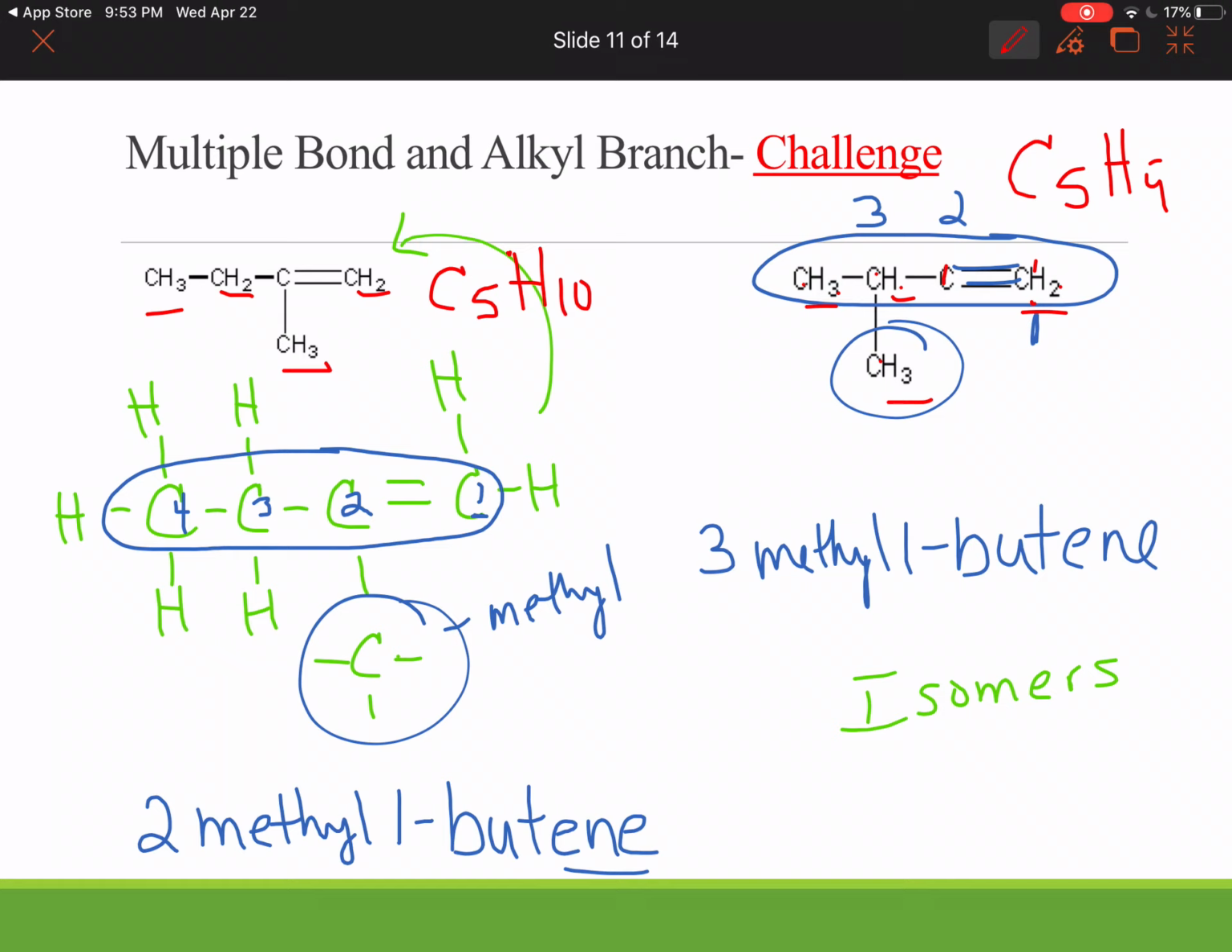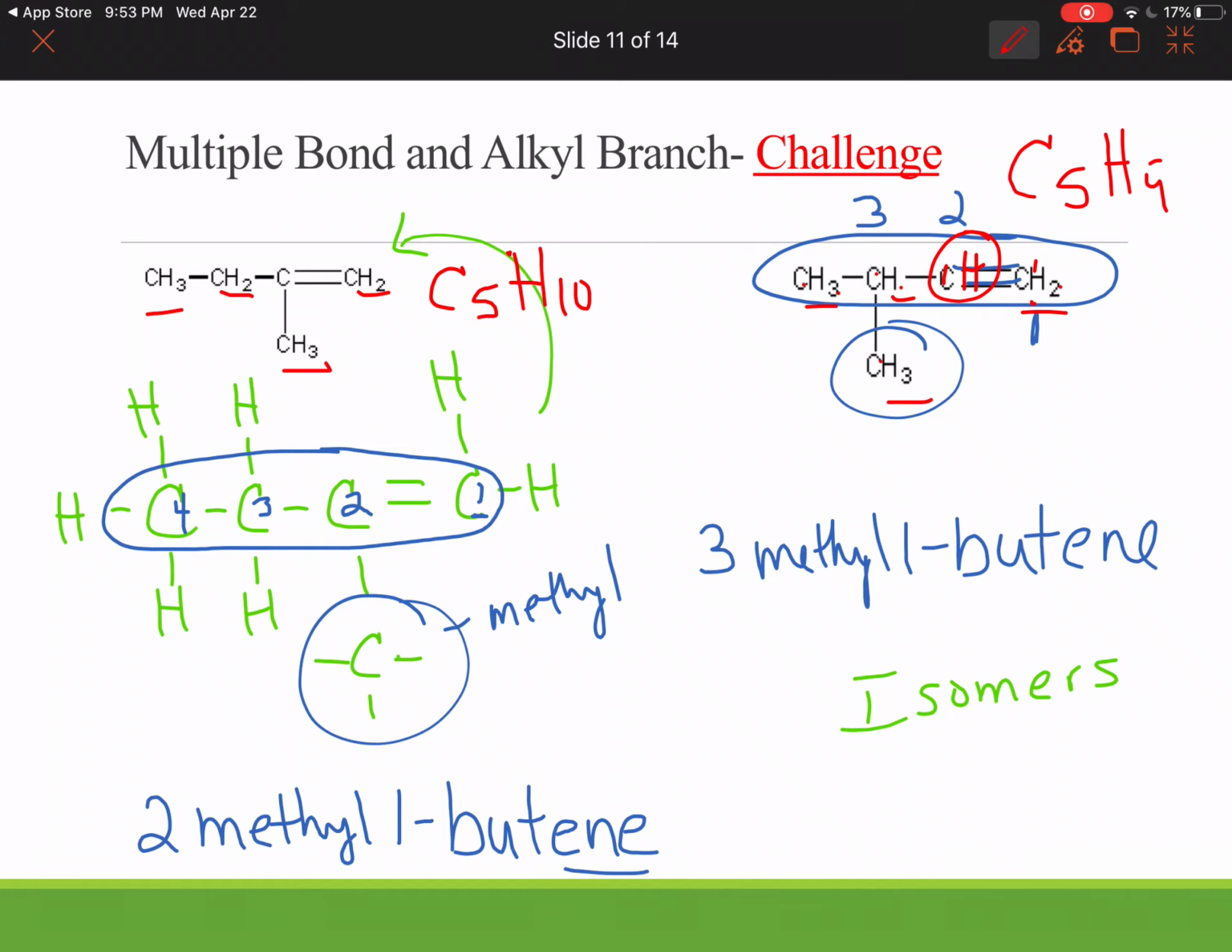Ooh, I know what's wrong. This should have a hydrogen on this. Ooh, that is very wrong. There should be an H here. Okay, so make sure you put that. I just realized that was incorrect.